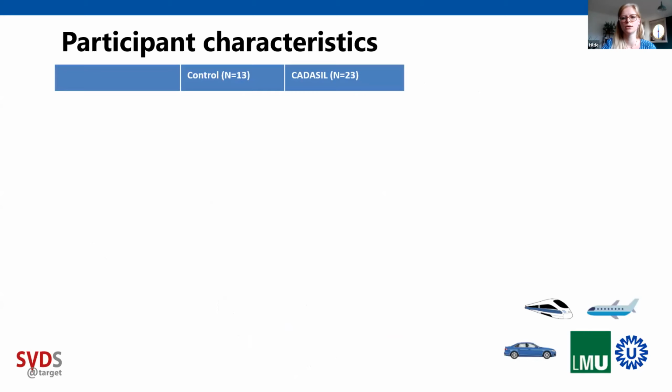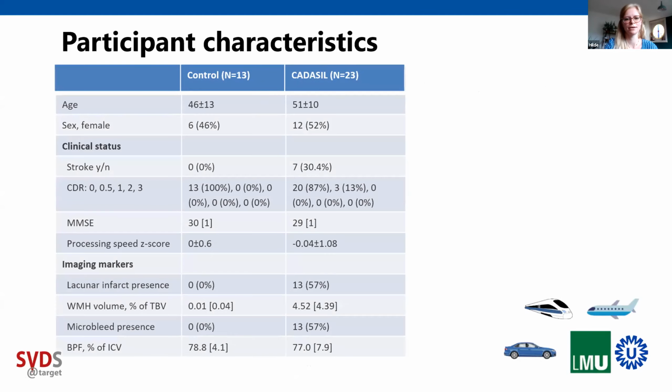So what did we do? These two measures, we tested them in a CADASIL cohort. We saw 23 CADASIL patients and 13 control participants. These were recruited at LMU in Munich in the group of Professor Dichgans. They underwent a baseline day there and then traveled to Utrecht to undergo 7 Tesla MRI. And these are some of their characteristics.